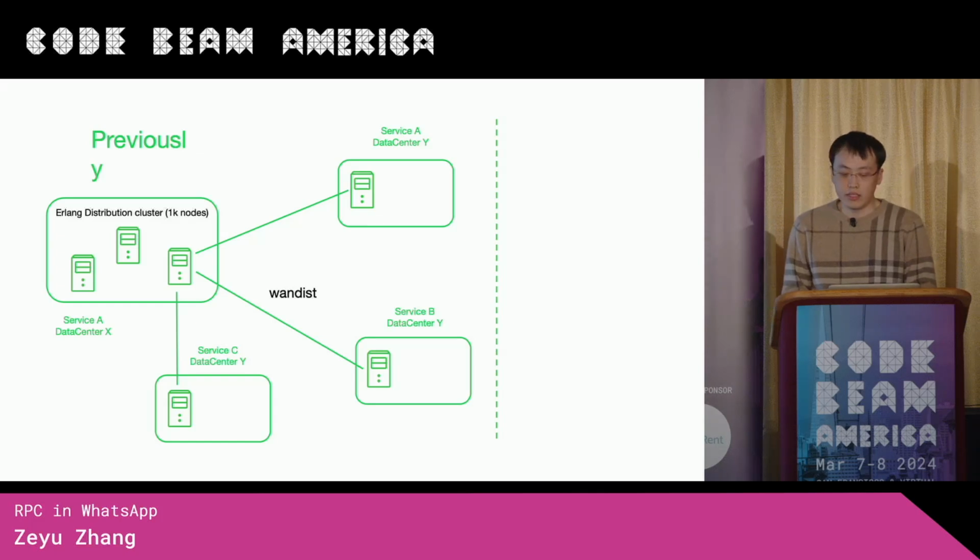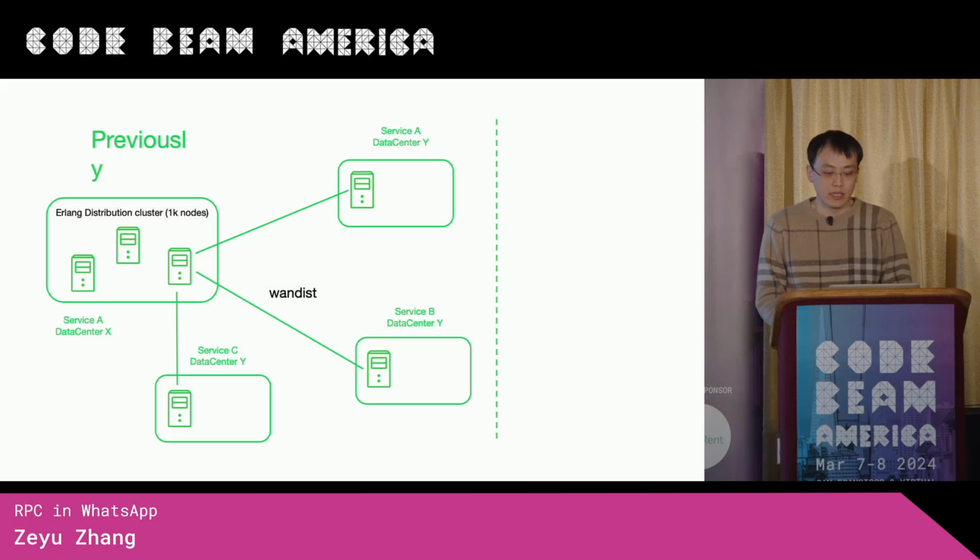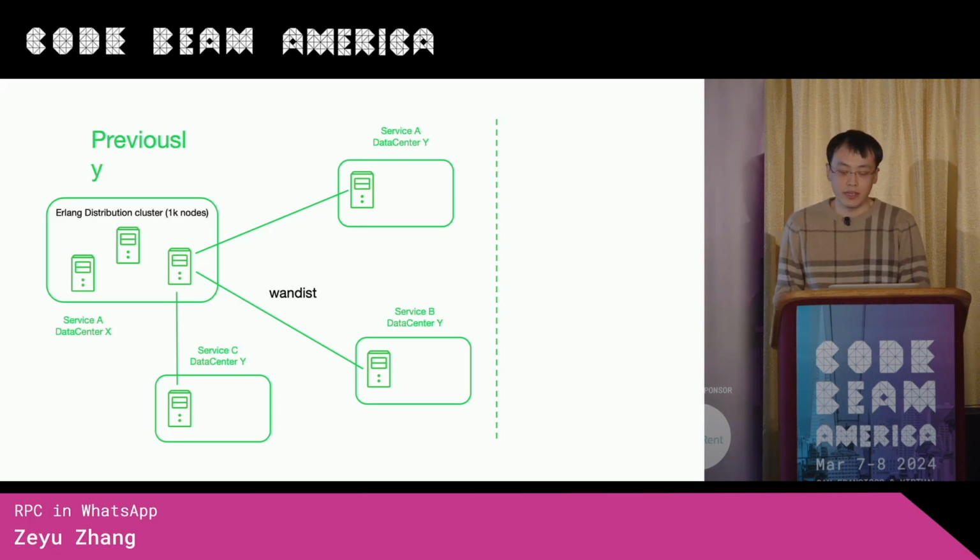People who attended CodeBeam years ago and saw Anton's talk may know that when WhatsApp got acquired by Meta, we moved from using super powerful machines to relatively smaller machines, which largely increased our cluster size. At that moment, Erlang distribution was not very scalable. We were forced to cut our clusters into small groups. The largest one we had was about 1,200 nodes.